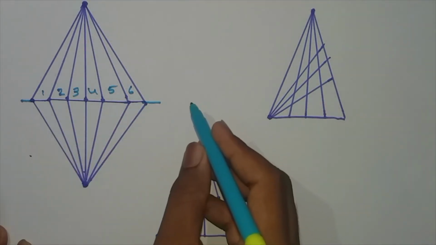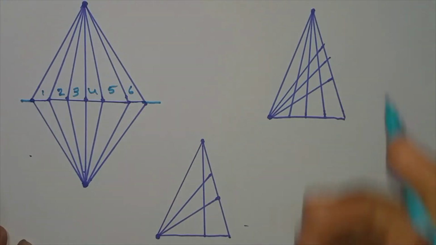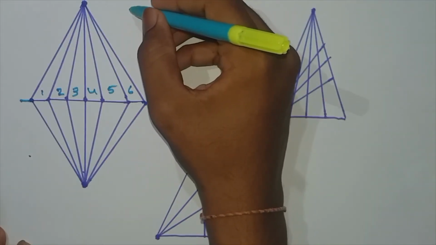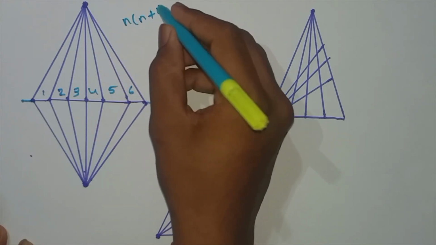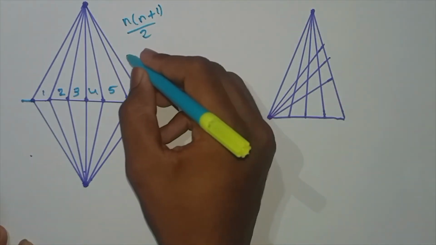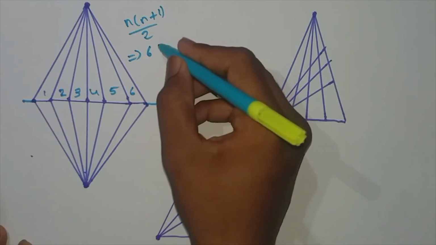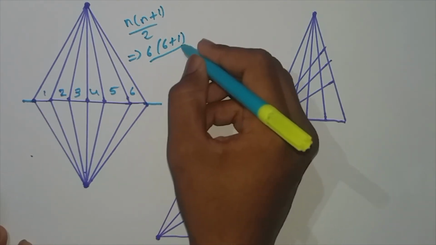So there are 6. That means use the formula. As I previously told, for many triangles use the formula n times n plus 1 by 2. That means here n is 6. 6 times 6 plus 1 by 2.